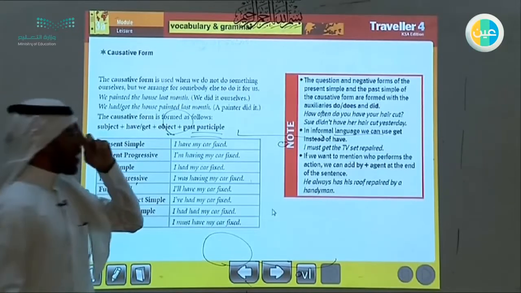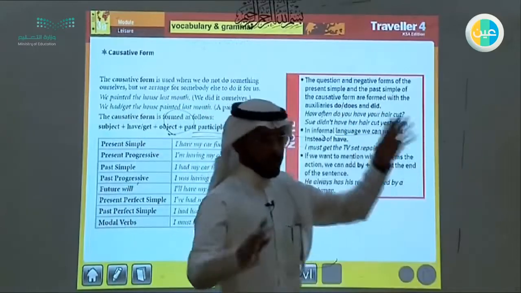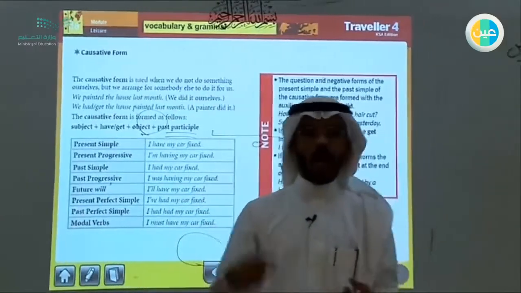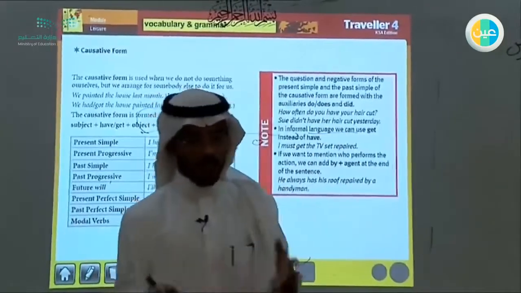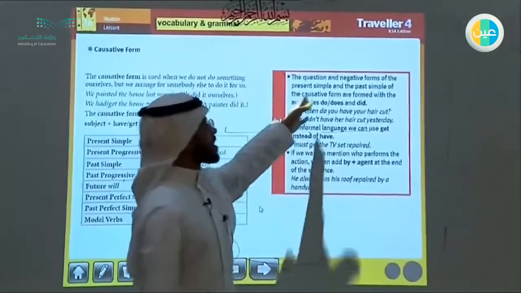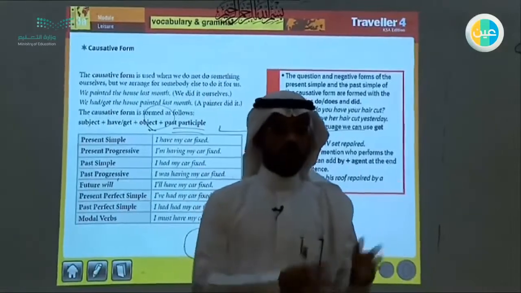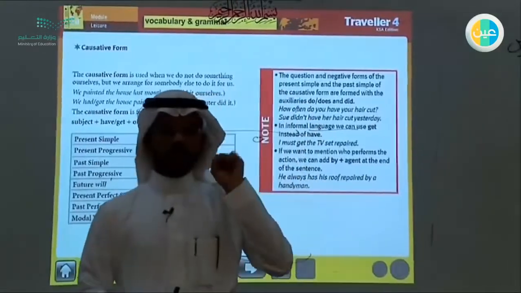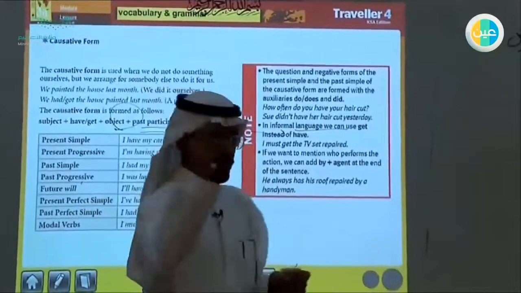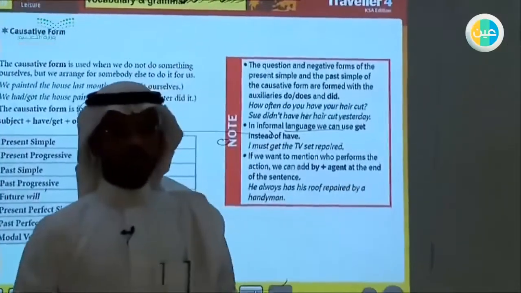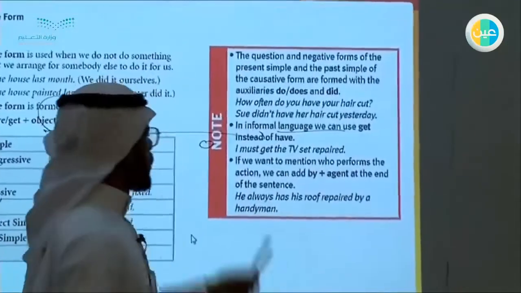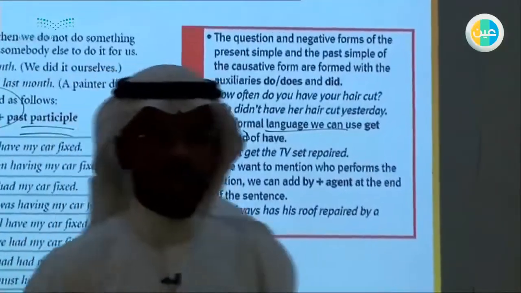Okay, I have a note. In the question and negative form, we use do, does, or did in the present simple or the past simple. Just use do, does, did in the past, of course. That's it, and we have something else.